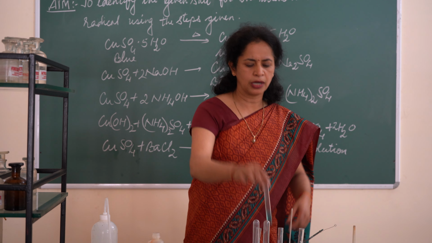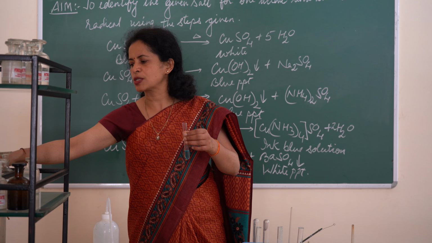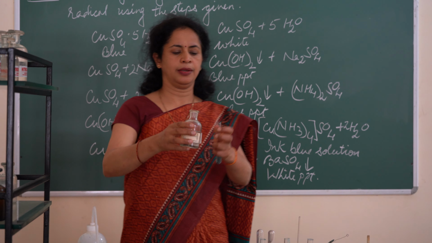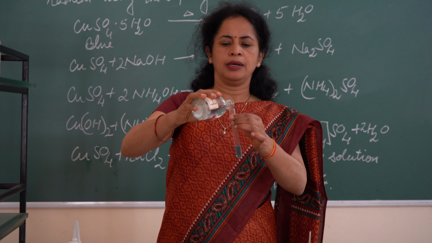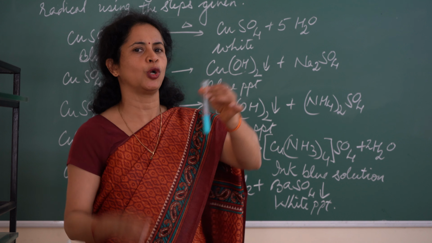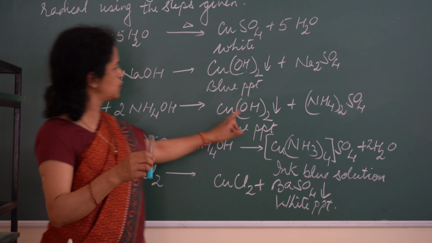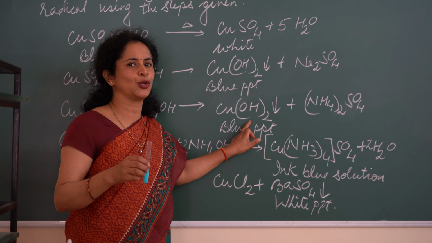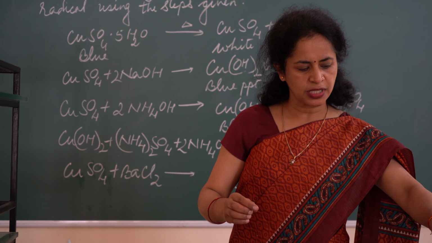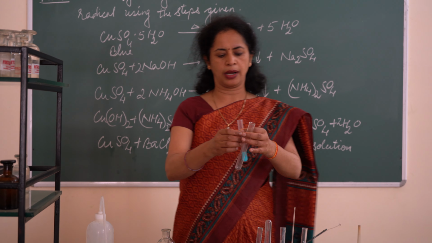Take the second part of the solution and now add ammonium hydroxide to it. It also gives a blue precipitate. Ammonium hydroxide also gives a blue precipitate because it also reacts with copper sulfate to form a blue precipitate of copper hydroxide. Formation of this blue precipitate again shows that the given salt contains copper ions.